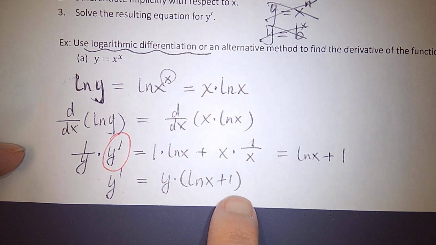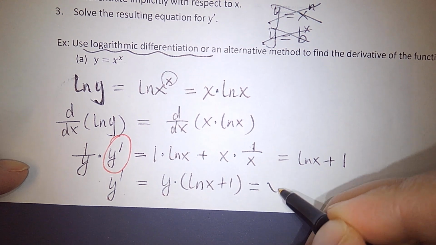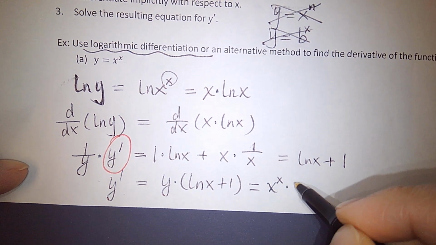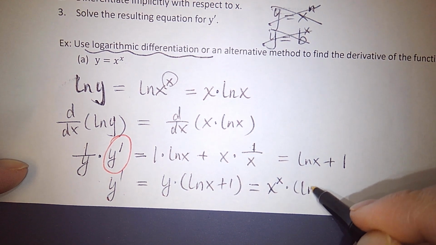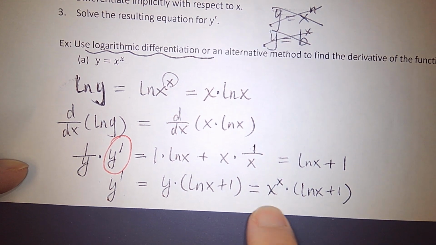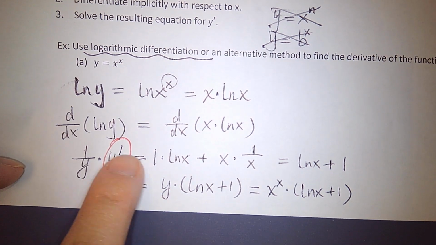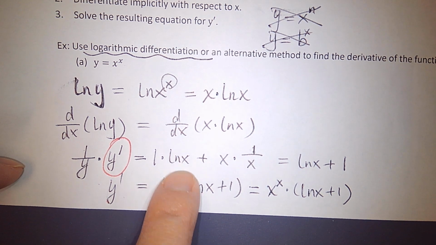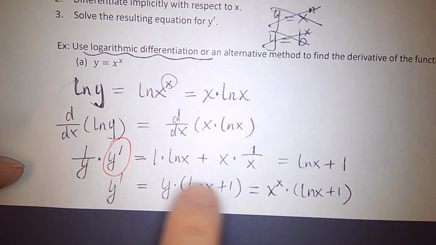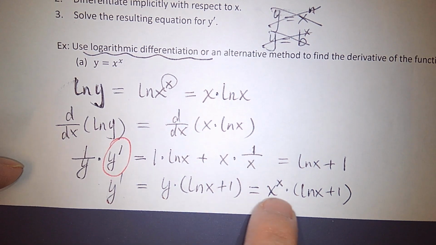Can we say we're done? No, because y equals x to the x power. So don't forget to plug y back in as x to the x power, okay? So we should have x to the x power, ln x plus 1. Now we're completely done, because y is a function of x, so the derivative of y must also be a function of x. So if we have a y on the other side, we have to replace the y by x to the x power back. Replace the y, the original function, into our solution.